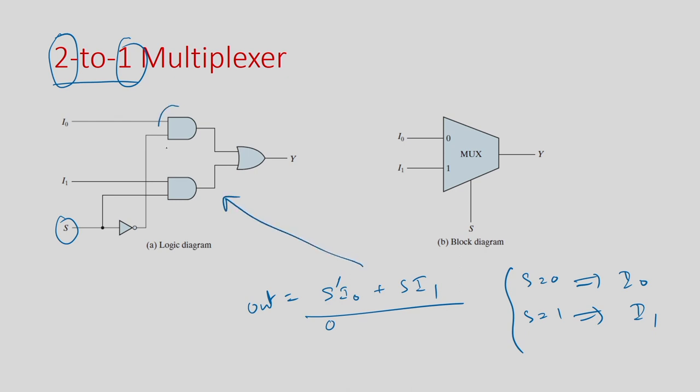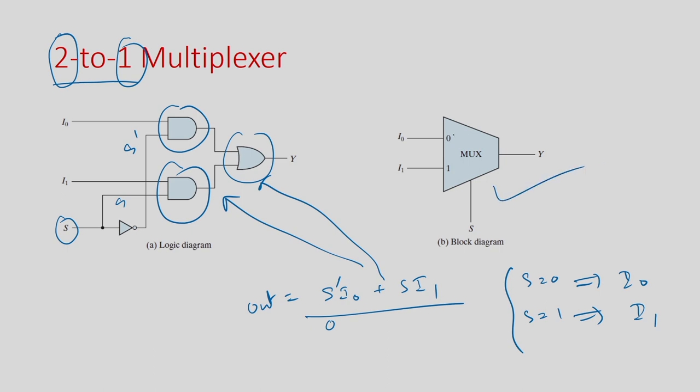So this is basically S0 bar, S bar, and I0, and this is I1 and S, right? And then you do an OR, this OR. So this is a simple 2-to-1 multiplexer, and it is conventionally shown like this. Here also we specify the values, okay?